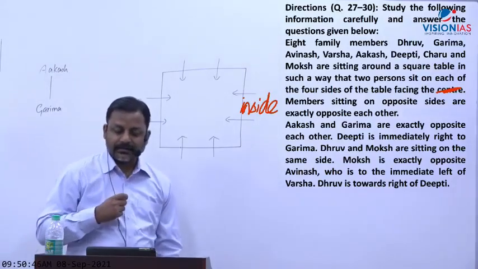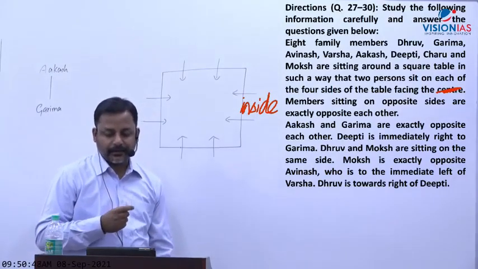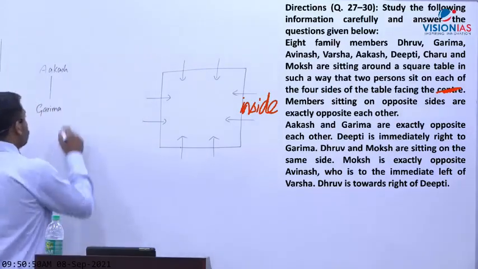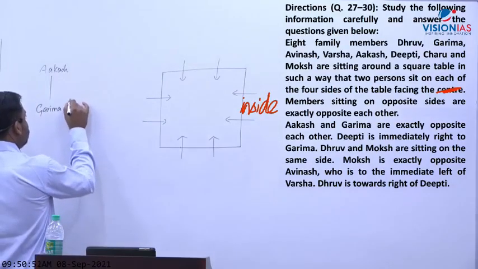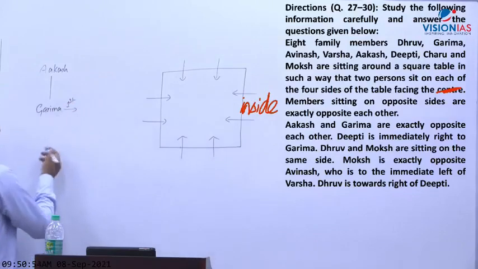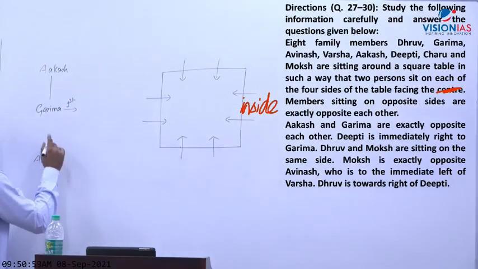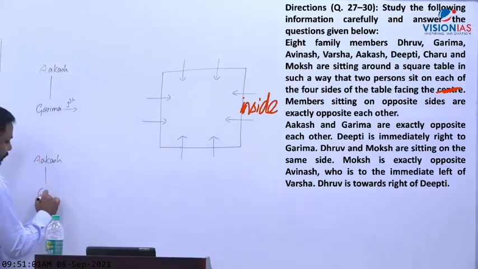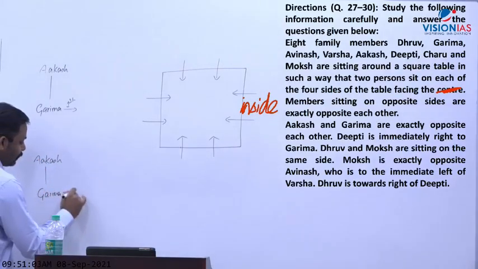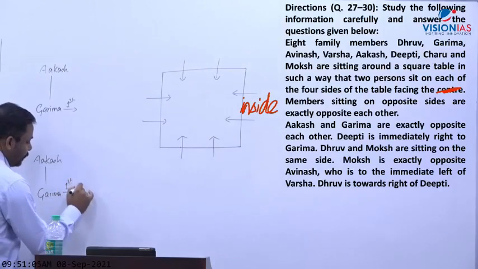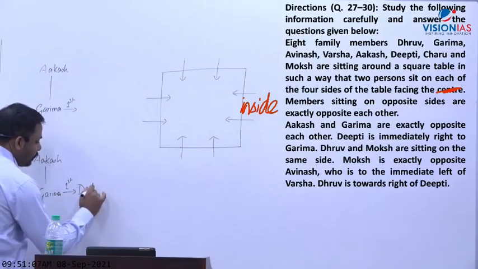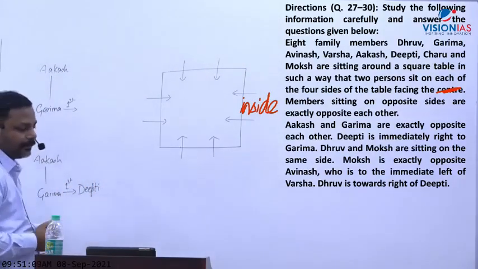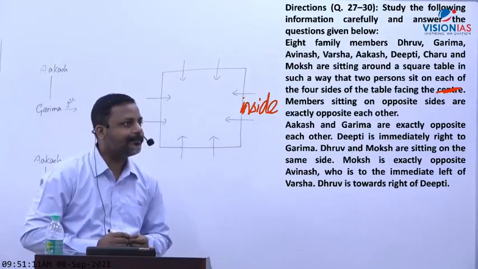Deepti is immediately right to Garima. So on the right hand side of Garima, Deepti is there. It should be better if I write it at this particular place so that we will not get confused. So on the right hand side of Garima at first position, Deepti is there.